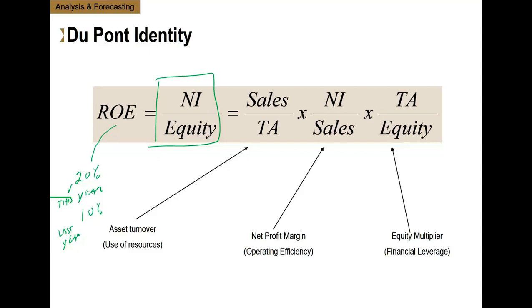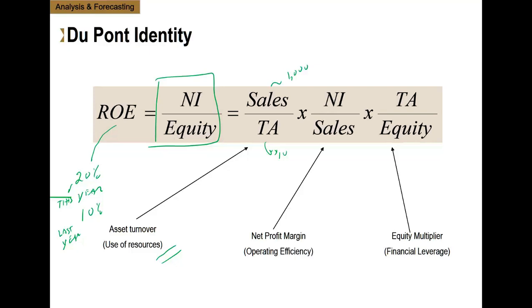into sales over total assets, which measures how well we're using our resources. It's called asset turnover. So imagine that you have sales of $1,000 and your total assets are, say, $100, right? What does that mean? The sales over total assets will be 10 times. 1,000 divided by 100 is 10. It means that for every dollar of total assets, you're able to convert that dollar into 10 times the number of dollars in sales. So it's how well you use your resources.